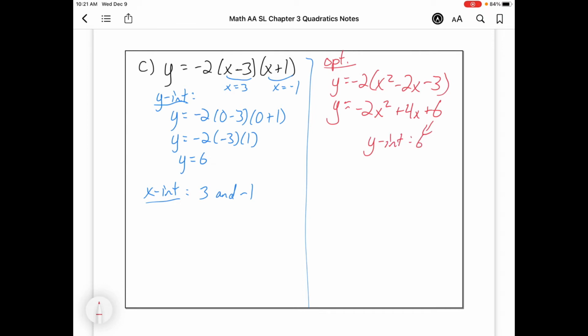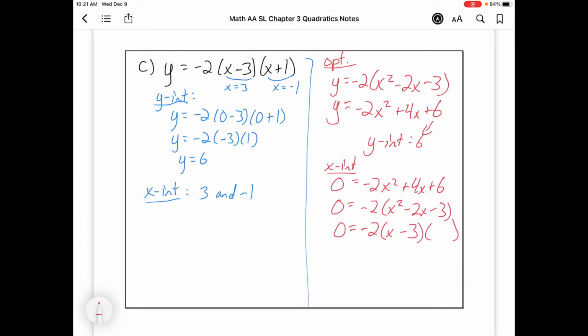I'm not sure that was an easier way to find my y-intercept. Now that I've got it in this form, I can go and find my x-intercepts. So I'll set this all equal to 0. Now, maybe somebody at this point will head to the quadratic formula. I'm going to try and factor it. So negative 2 will come out as a common factor, and then I'll get this. Okay, that's good. And then I can factor that. Let's see, it's going to be x, adds to negative 2, multiplies to negative 3. Okay, now from this form, I can say that my x-intercepts are going to be 3 and negative 1.